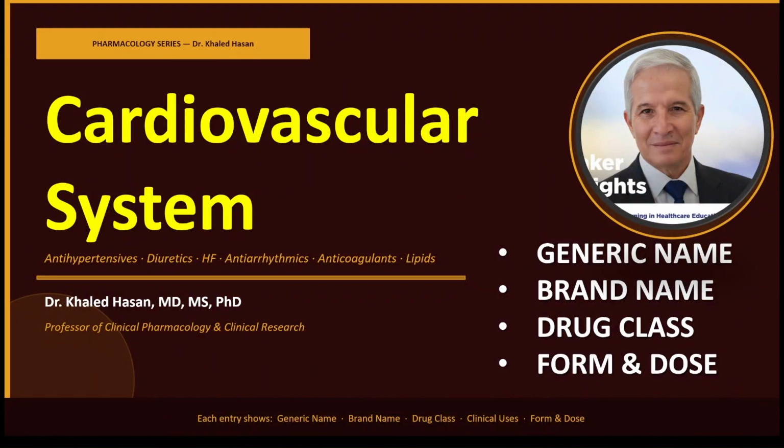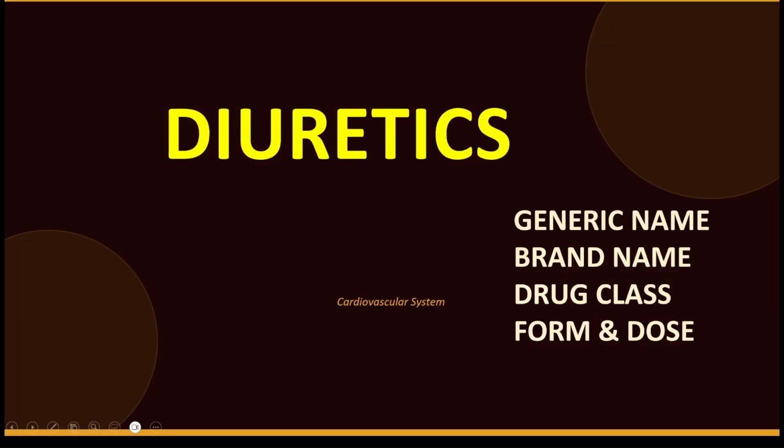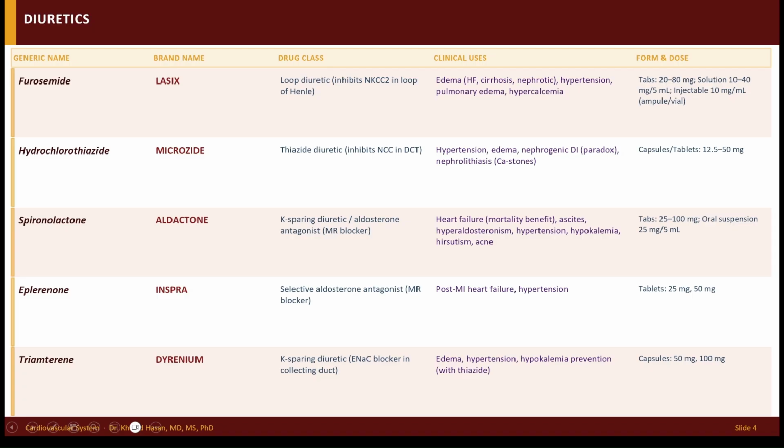Okay, we will continue our next section in cardiovascular pharmacology, and speaking about generic brand name, drug group, and pharmaceutical form and dosage. So the second topic, diuretics. The first one was hypertension. So the second topic is diuretic.